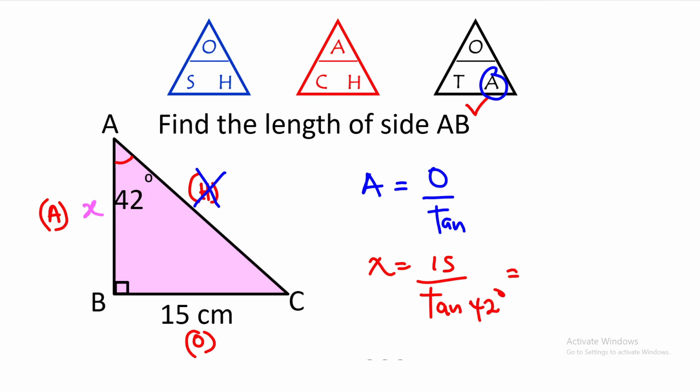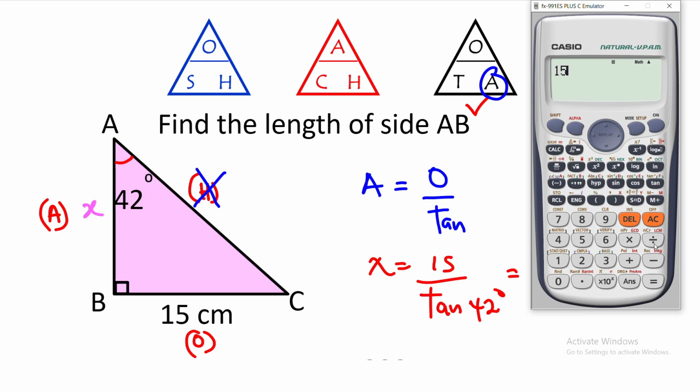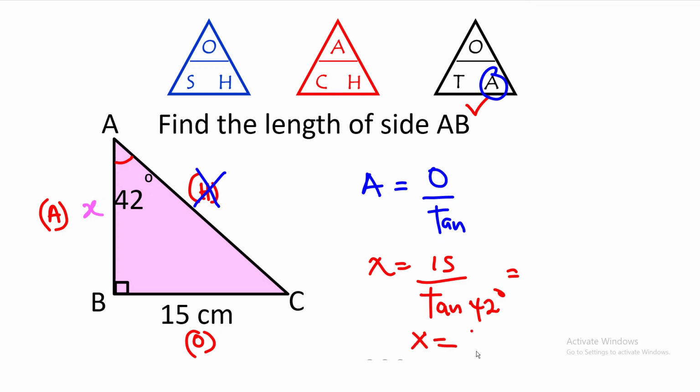And then, of course, you go to your calculator. You go 15 divided by tan 42 degrees. You get 16.65, and so on. Do you want to leave your answer to one decimal place? So it's going to be 16.6. So the side X is 16.6 centimeters. I almost said a degree, but centimeters, because you're looking for the side, right? So the side AB is 16.6 centimeters.